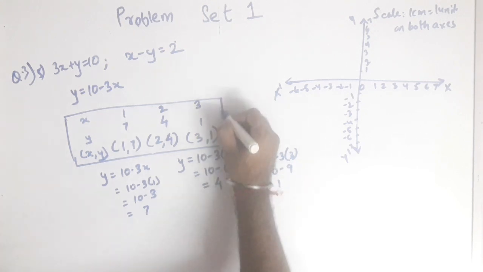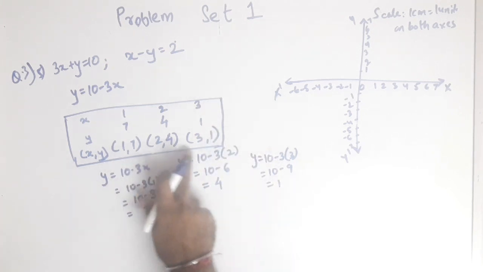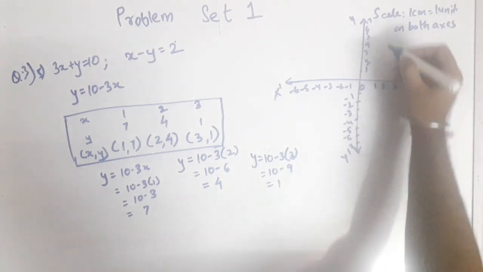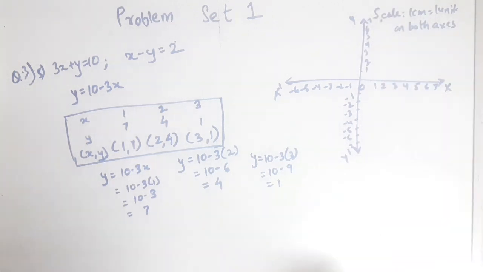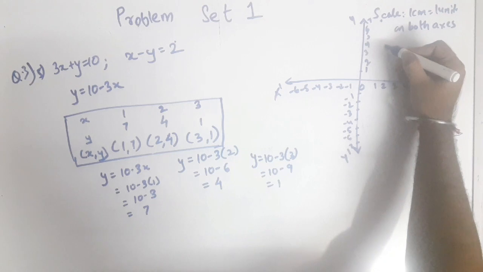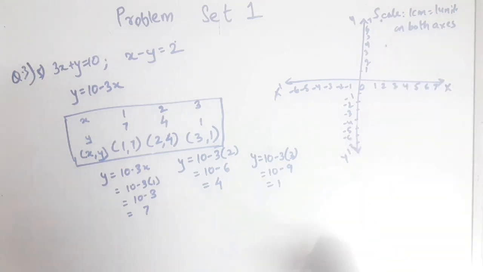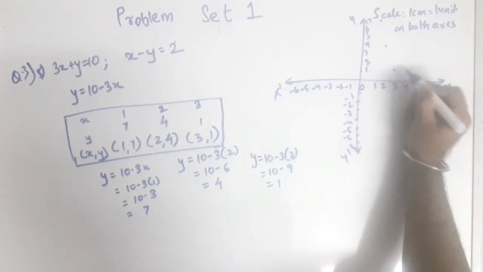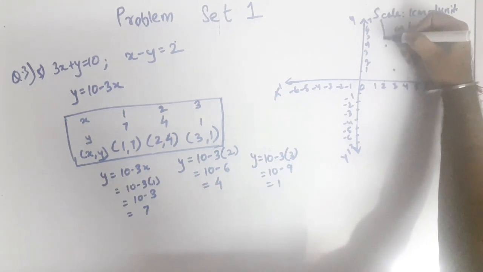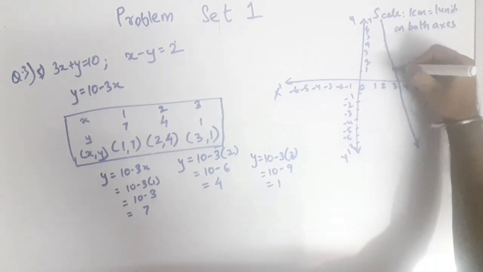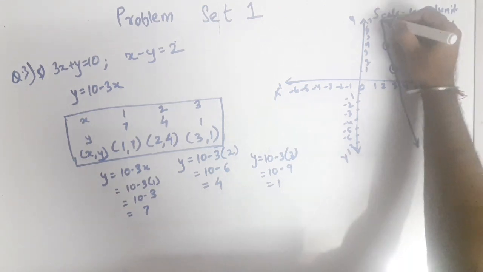Now your table is completed. Let us plot these 3 points and draw the graph of the equation. 1 comma 7, so your point will be here. Then 2 comma 4, this is 2, this is 4, it is somewhere here. Then you have 3 comma 1, the point is here. So all these 3 points are collinear. You will join them. This is 1, 2 and 3.